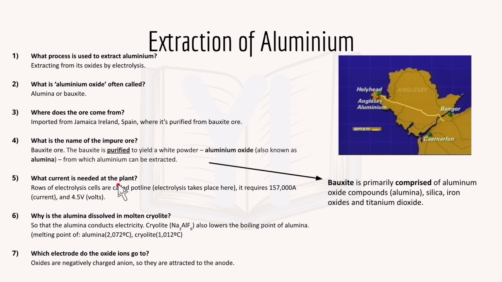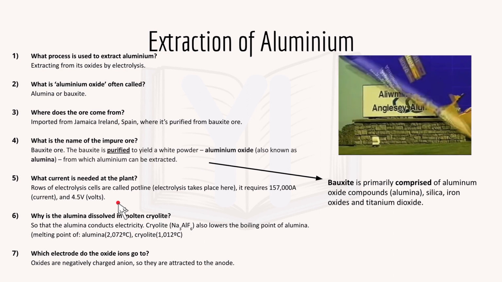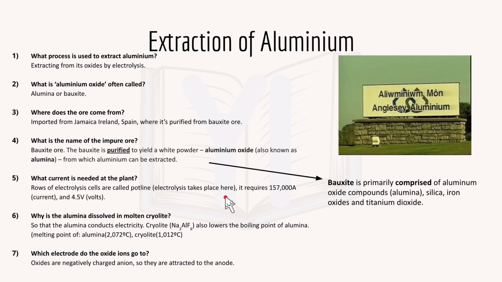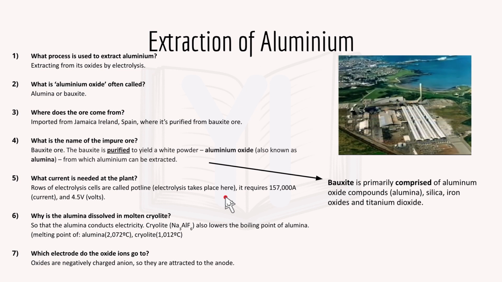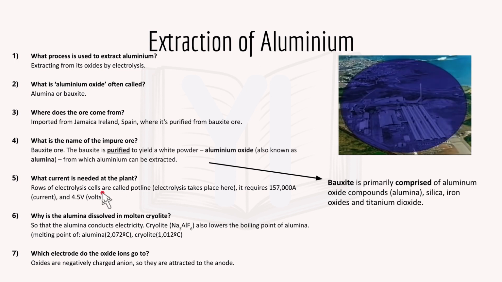And what current is needed at the plant? Rows of electrolysis cells are called a pot line, and it requires 157,000 amps and 4.5 volts. And why is alumina dissolved in molten cryolite? So that the alumina conducts electricity. Cryolite also lowers the boiling point of the whole molten solution. And you can see.